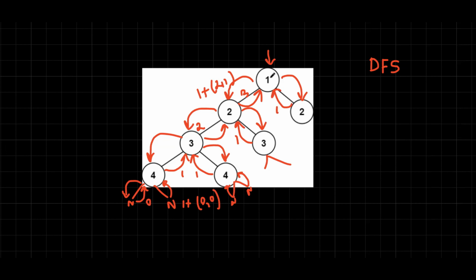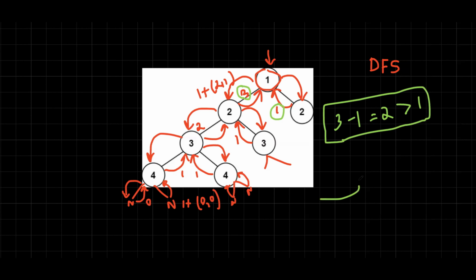Now, for this root node 1, we have seen that its left subtree depth is 3 and its right subtree depth is 1. And their difference is 2, which is greater than 1. That means that violates the height balance condition. So here we can see that this tree is not height balanced. And this is how we solve this problem using a recursive DFS function. I hope you understood the algorithm. Now let's move on to the code.